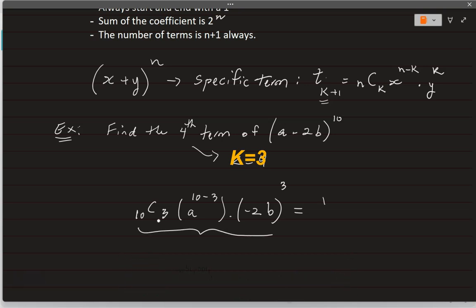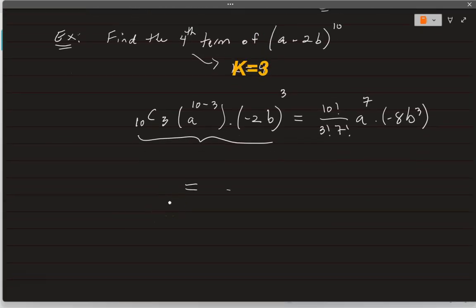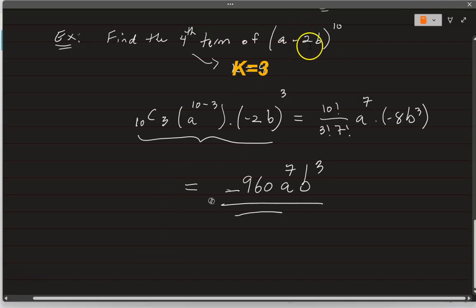When you do the math, you get 10 factorial over 3 factorial times 7 factorial. That's your 10 choose 3. Then a to the 7 times negative 8 b to the 3. And the final answer here will be negative 960 a to the 7 b to the 3. That's the fourth term of this binomial expansion, a minus 2b to the 10.